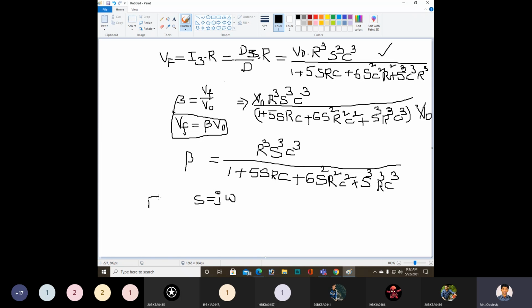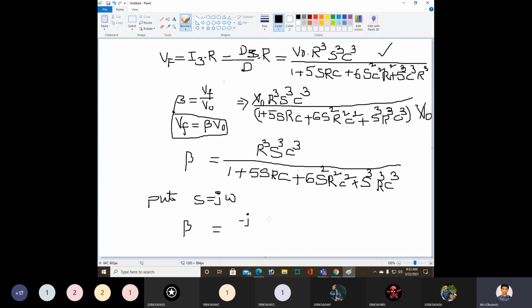Put s equals j omega. Then what is the beta value? Tell me. Beta is equal to... j square means minus 1. Here we have s equals j omega. If you substitute s equals j omega in this, we get j cube, which means j square is minus 1. One more j remains, right? We need to keep that same j here.